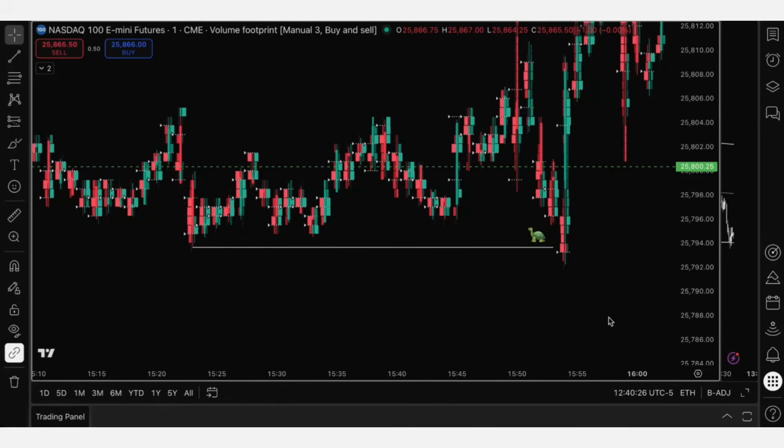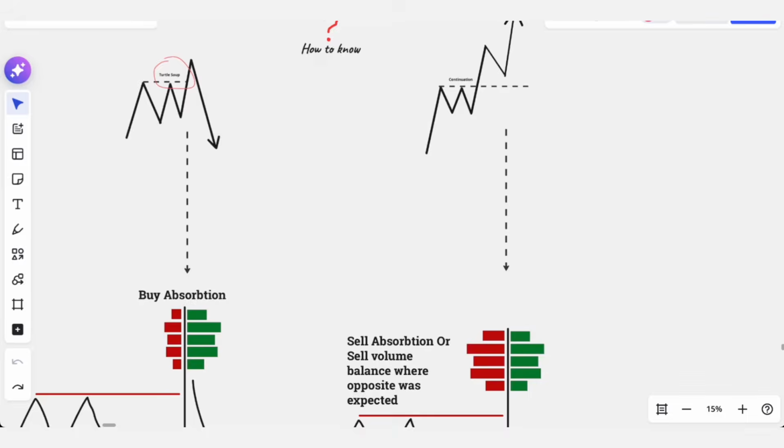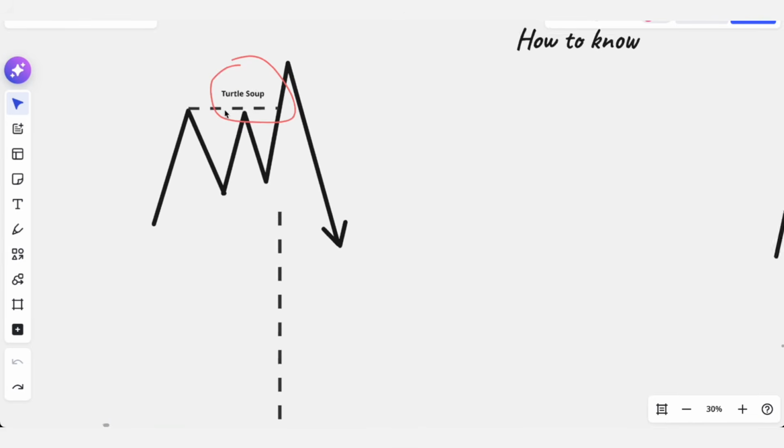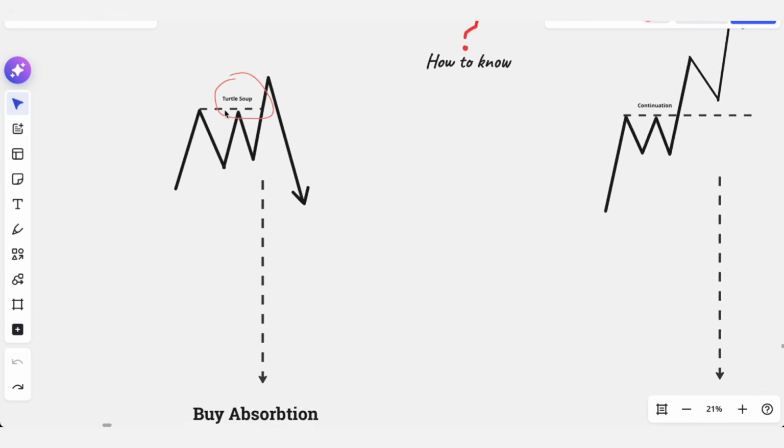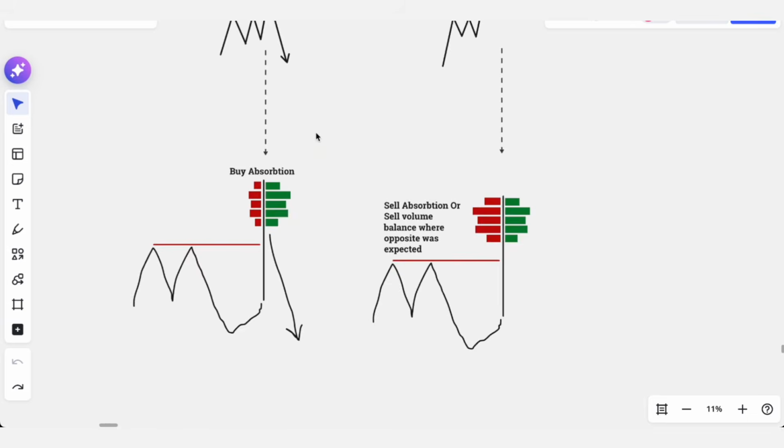In this video, I'm going to show you how you can find out if it's the turtle soup or the continuation by using the order flow. As you can see, there's two possible outcomes after price taking out the relative highs or the relative lows. If it's real manipulation or the stop run, we're gonna see here the absorption.